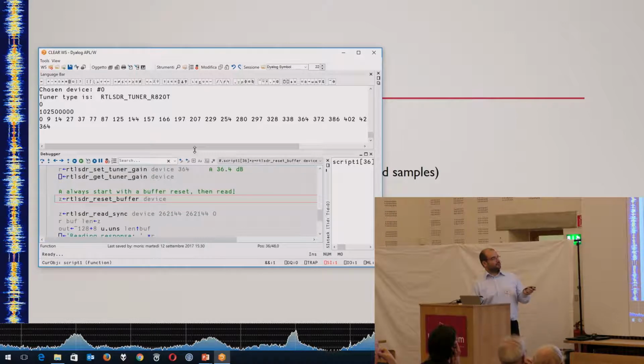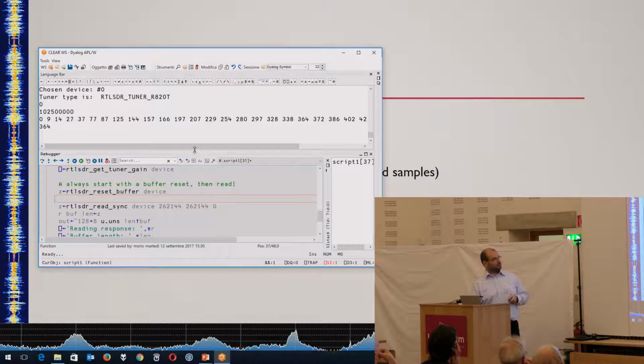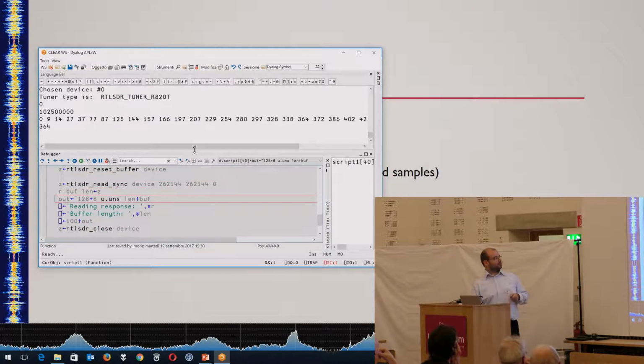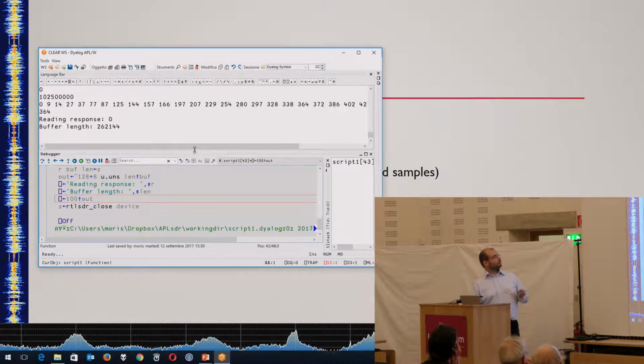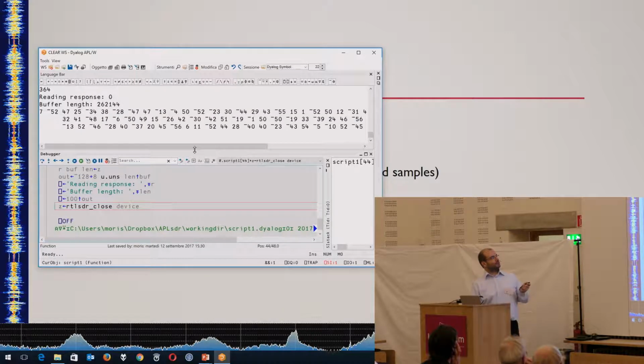The first thing before each read operation on the buffer is to reset it, and no errors. The length is the expected one, and the output is in the range of 8 bits, 8 bits numbers.